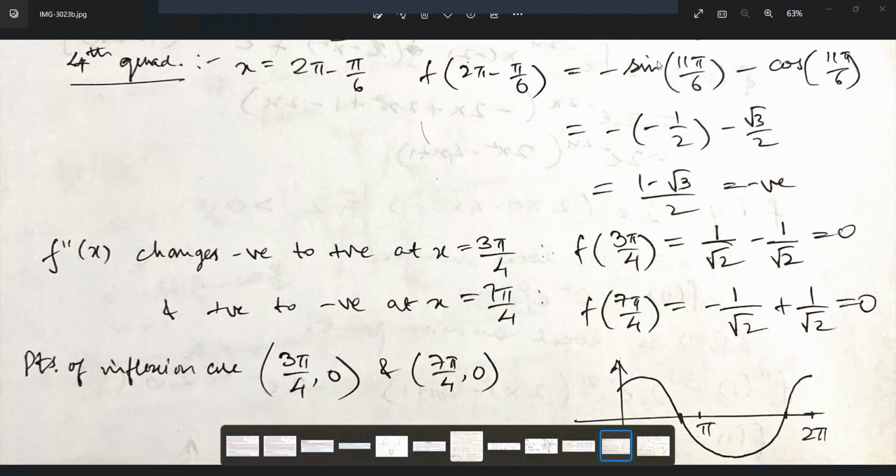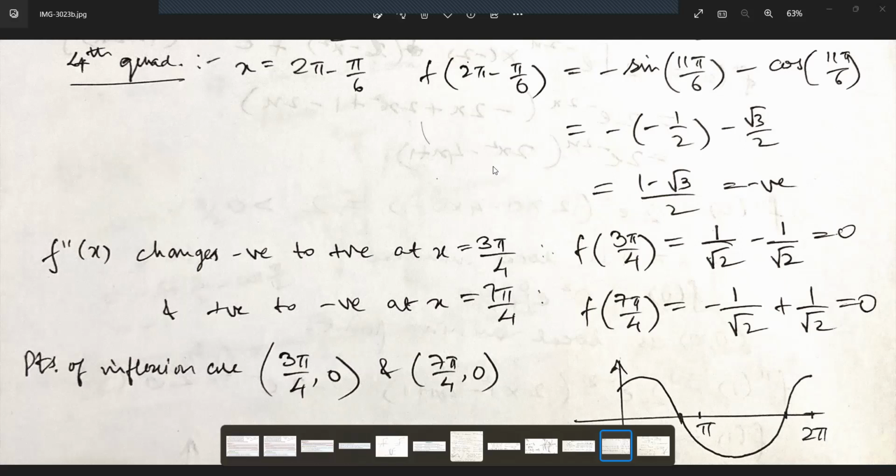We know that in the fourth quadrant, sine gives us a negative value, so it is -1 by 2, and cosine gives us a positive value, √3 by 2, because it is related to the 30 degrees value. So this becomes minus of minus plus, and this is 1 minus √3. Note that √3 is 1.732, so this value is negative.